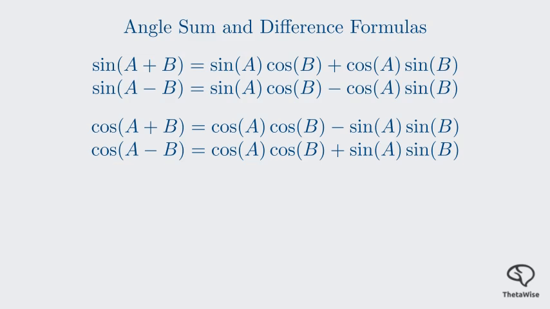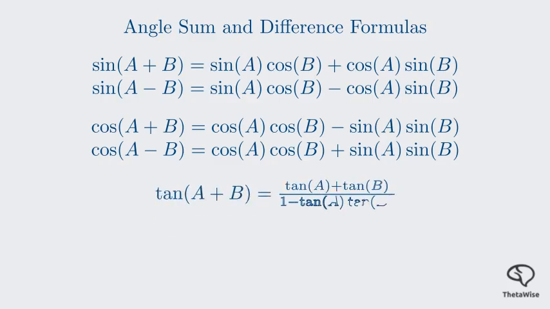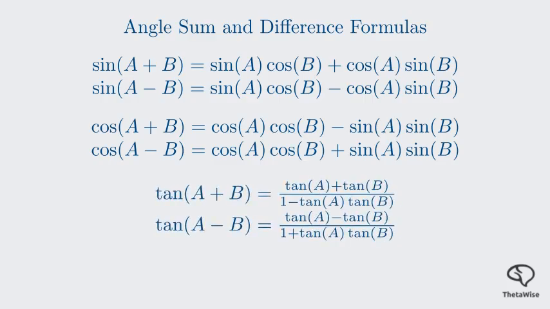And finally, the tangent formulas. The tangent of the sum is tangent A plus tangent B, all over 1 minus tangent A tangent B. The tangent of the difference is tangent A minus tangent B, all over 1 plus tangent A tangent B. The signs in the numerator match the operation, and the signs in the denominator are opposite.